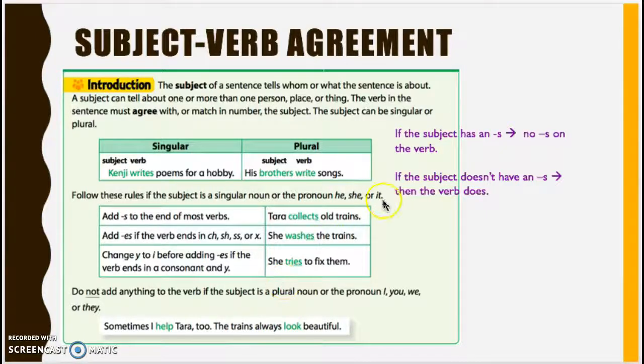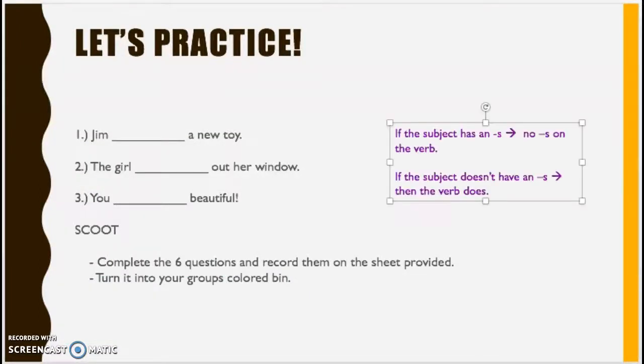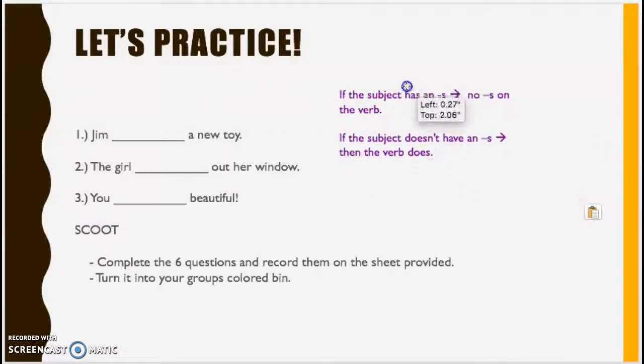Okay? All right, so remember this rule. If the subject has an S, there's no S on the verb. If the subject doesn't have an S, then the verb does. Okay? So let's use this rule to help us do some practice. All right?